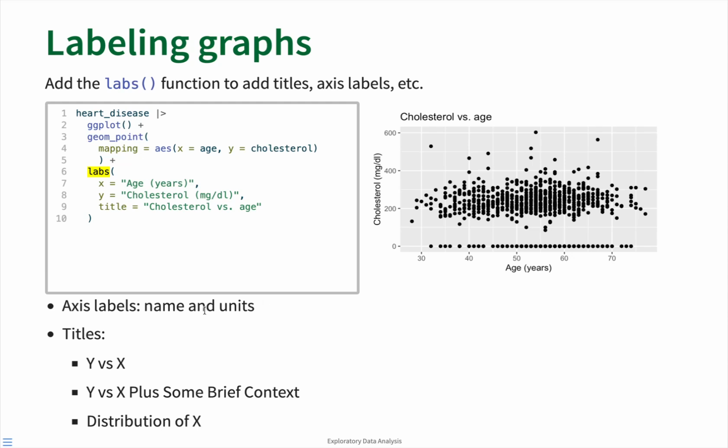For axis labels, you usually want to label these with the name of the variable and any units if you have them. For titles, we can use something that quickly summarizes what's in the graph, such as, if we had a scatter plot, we could say it's a graph of the y variable versus the x variable, or maybe the y variable versus the x variable plus some additional context if needed to clarify this graph versus other graphs. If we only had one variable, such as in a histogram, we might just say the distribution of x or a histogram of x.